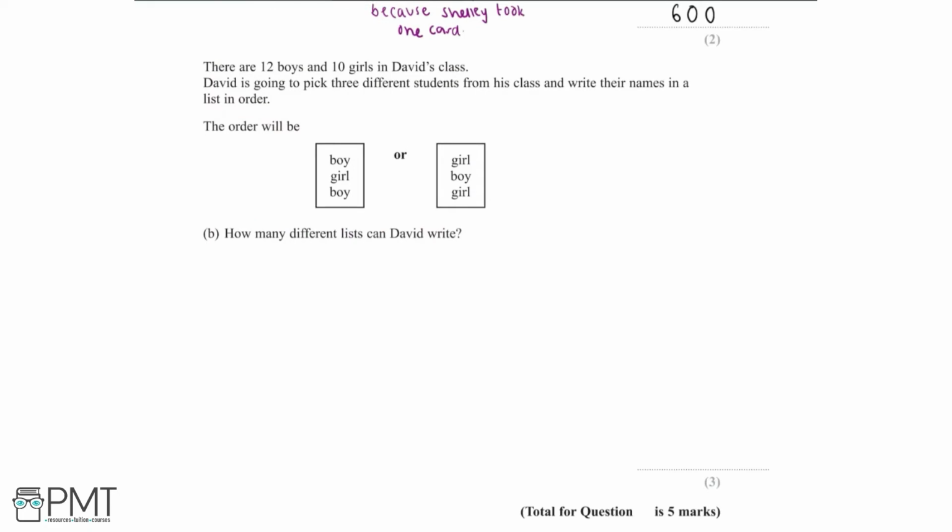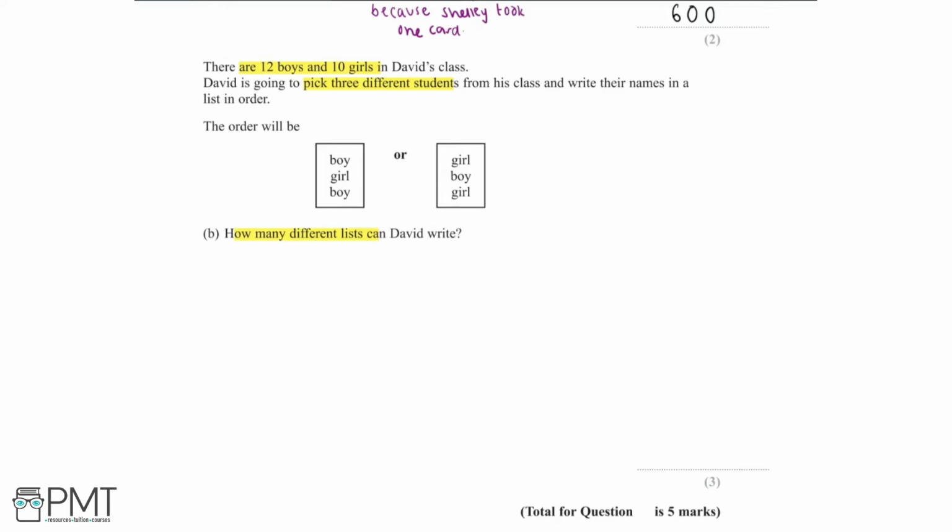Now in part B, we're told that there are 12 boys and 10 girls in David's class. Now David is going to pick 3 different students from his class and write their names in a list in order. The order will be boy, girl, boy, or girl, boy, girl, and we need to find out how many different lists that David can write.